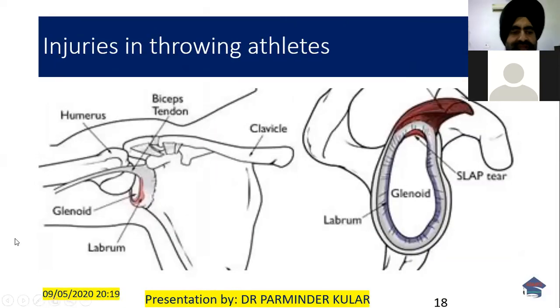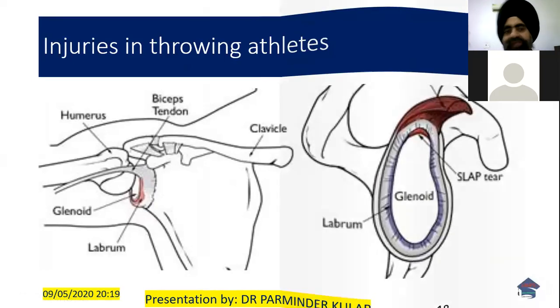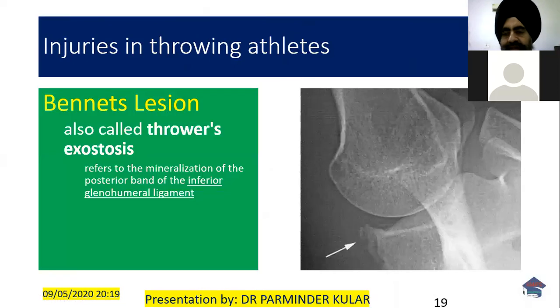So what are the injuries in the throwing athletes? These are tears in the glenoid labrum, tears in the biceps, SLAP tears. All these things we will see in the throwing athletes. So who are the throwing athletes? The cricket players, the volleyball players, the javelin throwers. Then we come to what are the lesions which we will see, what we will look for. Bennett's lesion is also called a thrower's exostosis. It refers to the mineralization of the posterior band of the inferior glenohumeral ligament.